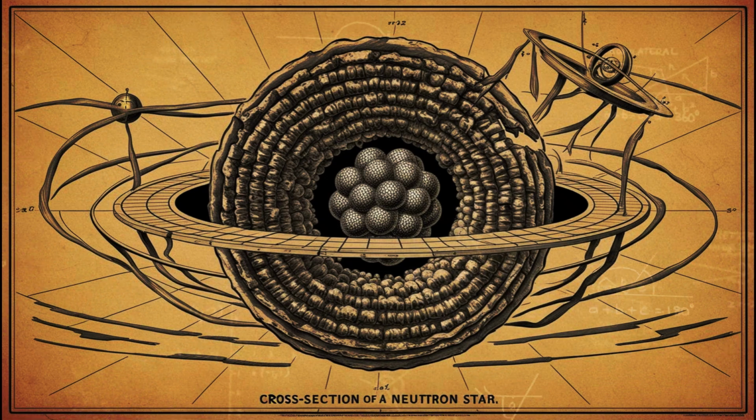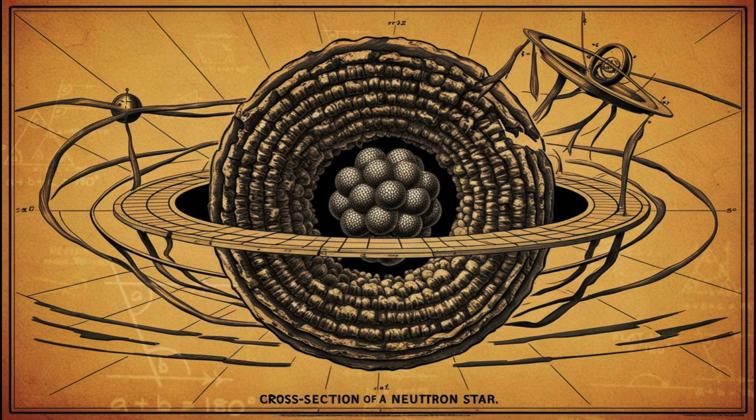Physicists still debate what lies inside neutron stars. Are they pure neutron soup? Do stranger states of matter exist at the core? Some theories propose quark-gluon plasma, a kind of breakdown where even neutrons disintegrate into their fundamental parts. Others speculate about strange matter, hypothetical particles that might be even more compact than neutrons.